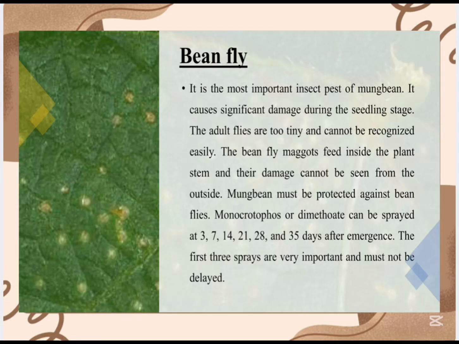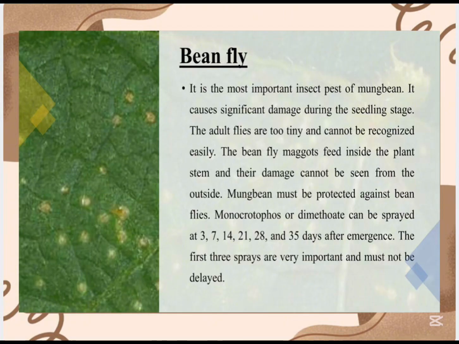Bean fly. It is the most important insect pest of mung bean. It causes significant damage during the seedling stage. The adult flies are too tiny and cannot be recognized easily. The bean fly maggots feed inside the stem and their damage cannot be seen from the outside.